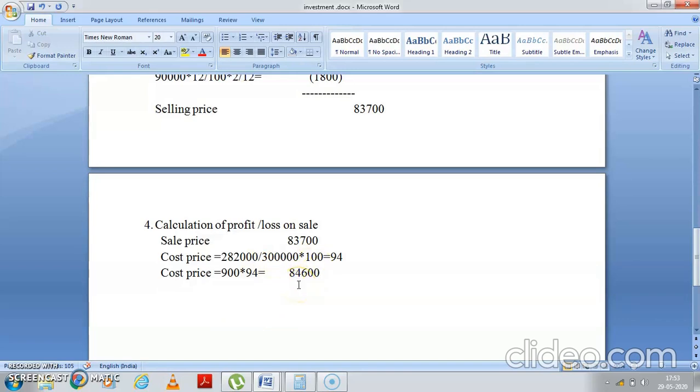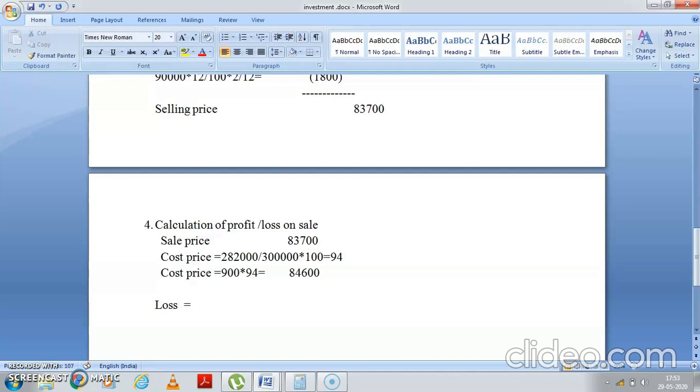84,600 was the cost price, and your selling price is 83,700. Obviously, you're going to have a loss. When I had purchased, my purchase price is 84,600. When I'm selling, I'm getting only what? 83,700. So I'm having a loss.